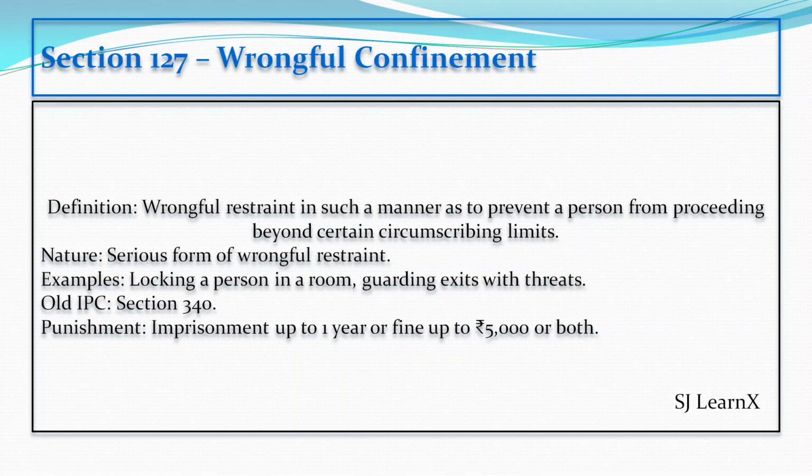Section 127 deals with confinement, which is a more serious form of wrongful restraint. Here, the person is prevented from moving beyond certain fixed limits. In simple terms, movement is blocked in all directions. For example, locking a person inside a room, or guarding all exits and threatening harm if the person tries to leave. This offence is covered under section 127, and previously it was section 340 of the IPC.